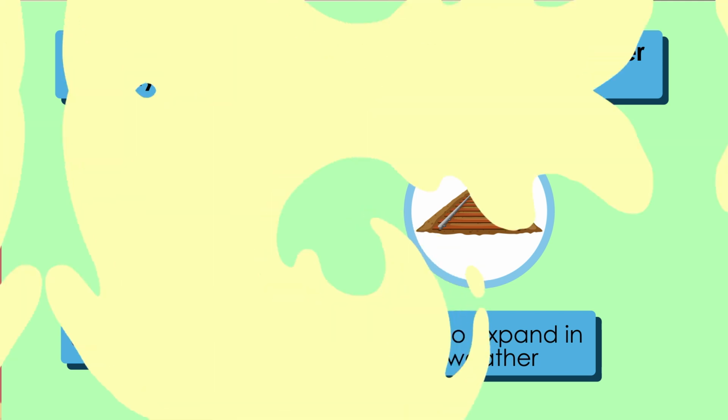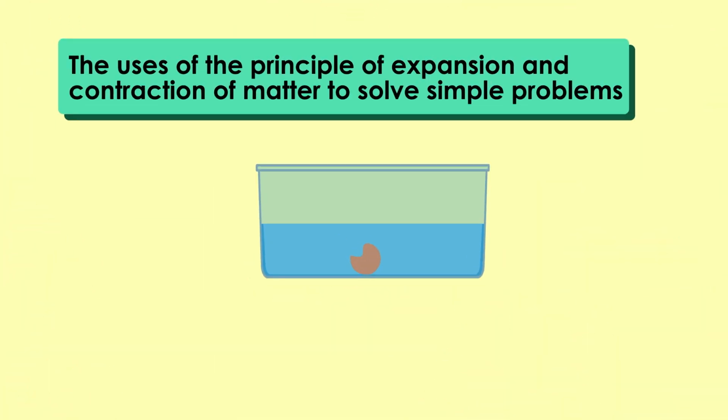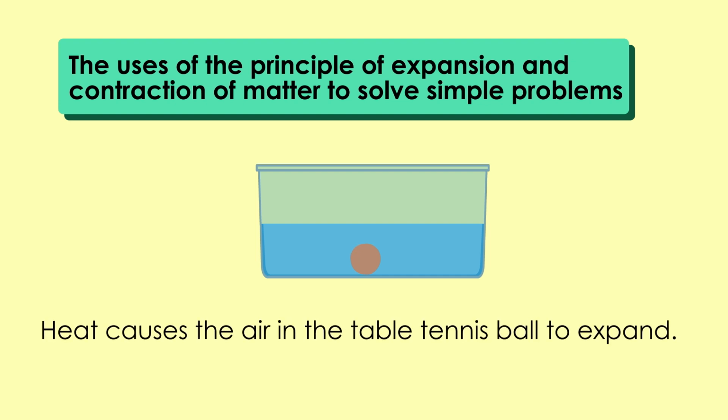Now look at this situation. This is the use of the principle of expansion of matter. Heat causes the air in the table tennis ball to expand.